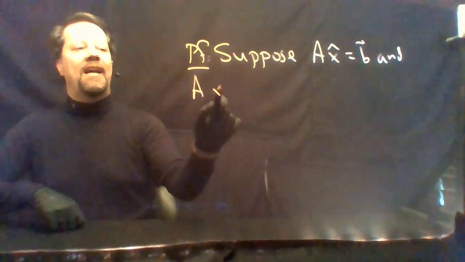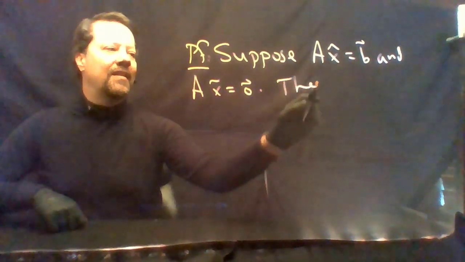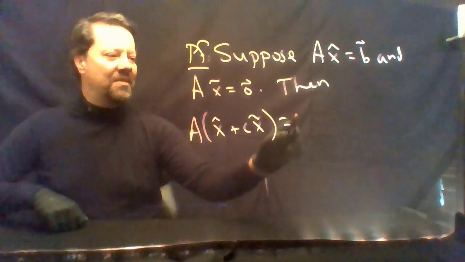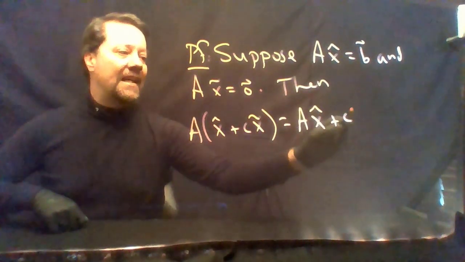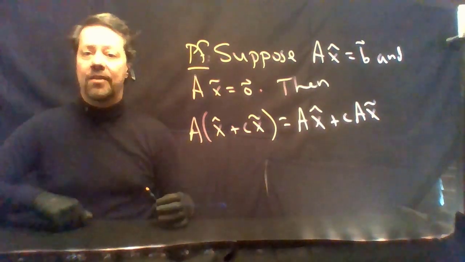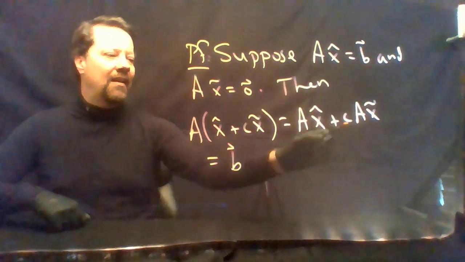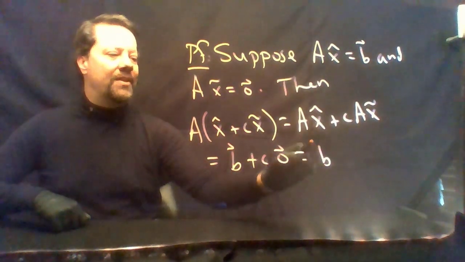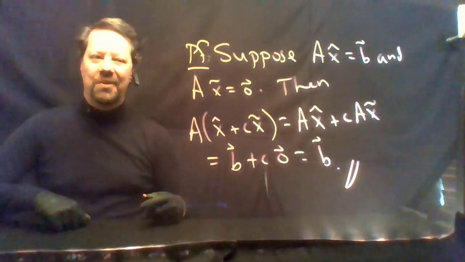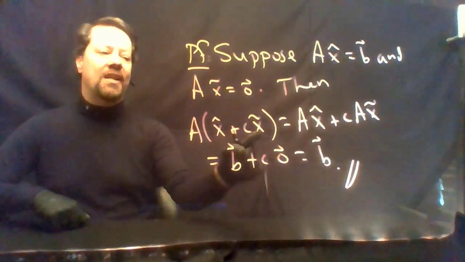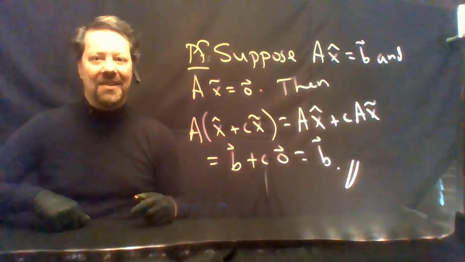We'll begin by supposing that A x hat is b and A x tilde is the zero vector. We'll look at A times x hat plus c times x tilde. By the distributive property, we get A x hat plus c times A x tilde. Remember that scalars commute with everything, so the scalar c can be brought out front. A times x hat is b, and we'll get c times the zero vector, so we just end up with b. That's the end of the proof. So anything of the form non-homogeneous solution plus an arbitrary constant times a homogeneous solution will be a non-homogeneous solution.